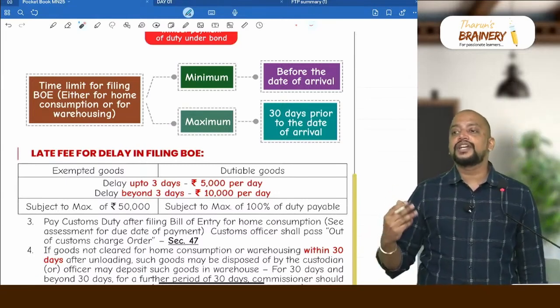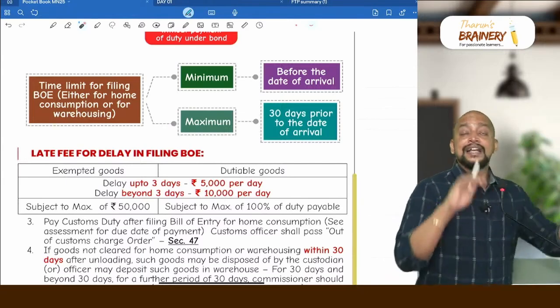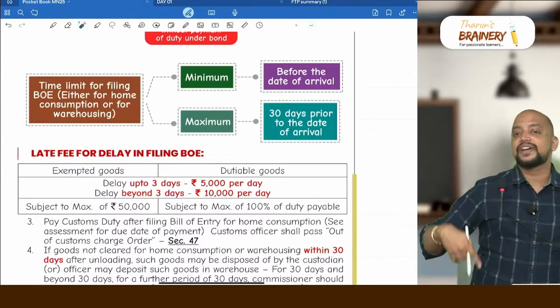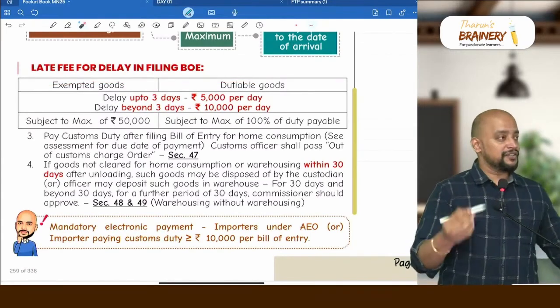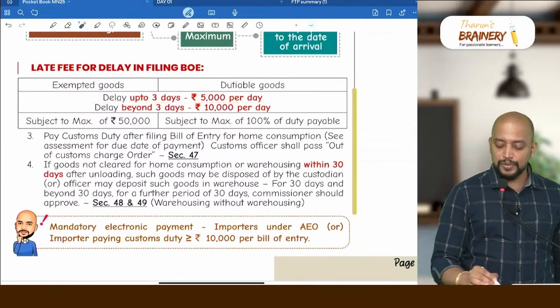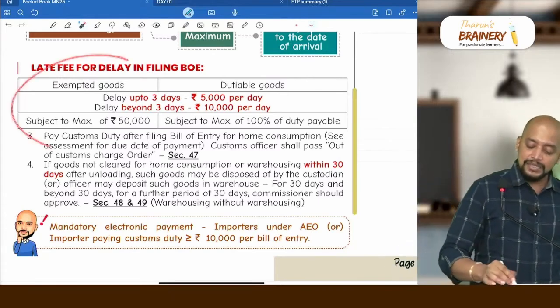That fresh bill of entry only will be relevant for the purpose of determination of rate of duty, exchange rate, etc. It's not an amendment of bill of entry, it is filing a fresh bill of entry that is happening here. Then late fee for delay in filing bill of entry, already we know for the delay up to 3 days 5,000 rupees per day, for the delay beyond 3 days 10,000 rupees per day.